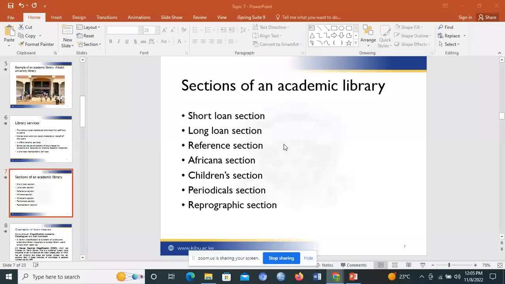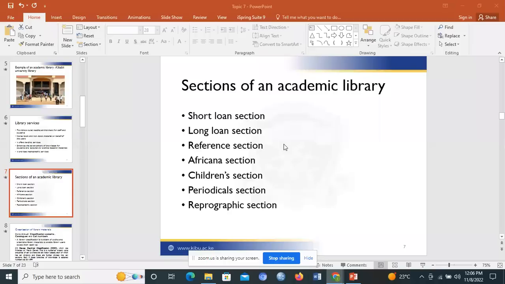These are materials like a Bible, a map, it could be a Quran, it could be a dictionary, an encyclopedia, an almanac, and such kind of materials. These can only be referred to in the library. In fact, you may not even take them to the reading desk. You can only look at them from the shelf.